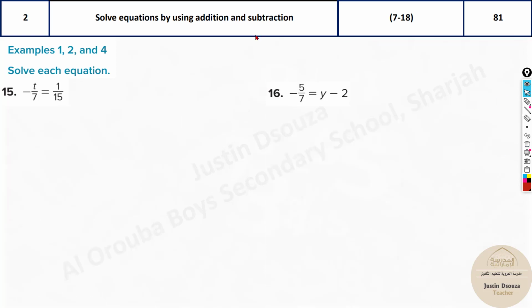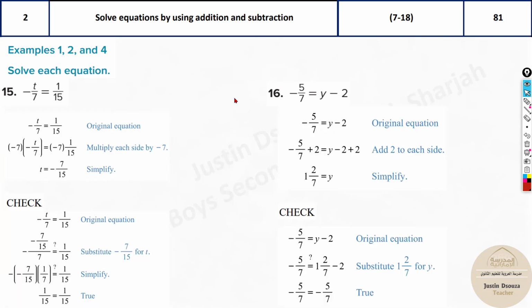And please do try these problems by yourselves. I will show the worked out solution here. It's very straightforward. Just take this number over here. Okay, now what about this 2? Now, when you take this 2 to the other side, I'll just do it over here.